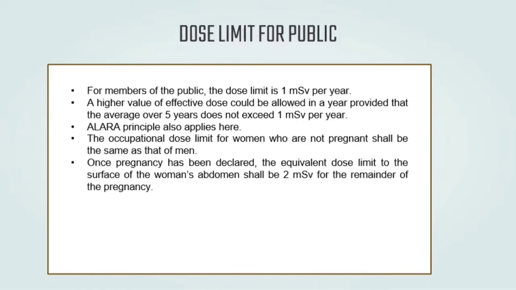Next is the dose limit for the public. For members of the public, the dose limit is 1 mSv per year. A higher value of effective dose could be allowed in a year, provided that the average over 5 years does not exceed 1 mSv per year. The ALARA principle also applies here. The occupational dose limit for women who are not pregnant shall be the same as that of men. Once pregnancy has been declared, the equivalent dose limit to the surface of the woman's abdomen shall be 2 mSv for the remainder of the pregnancy.